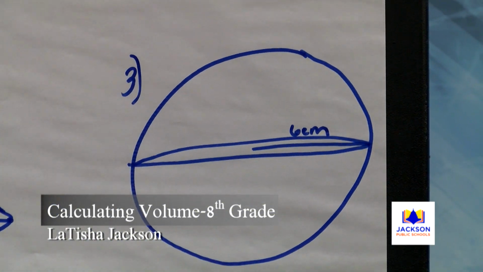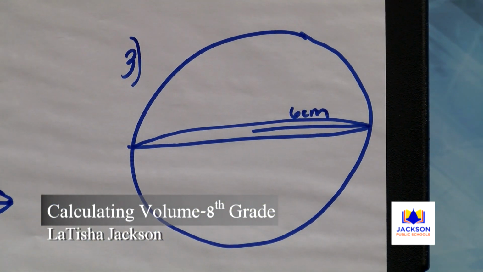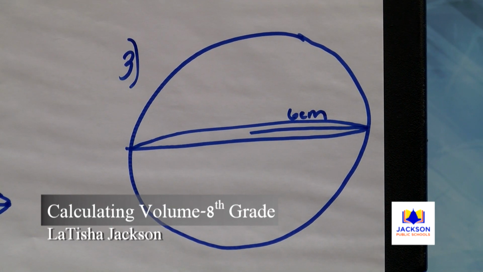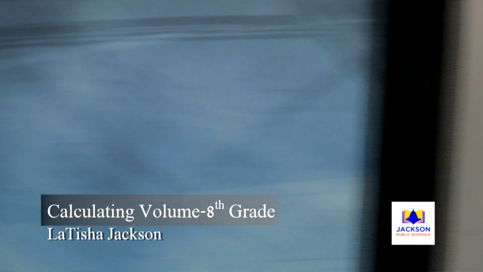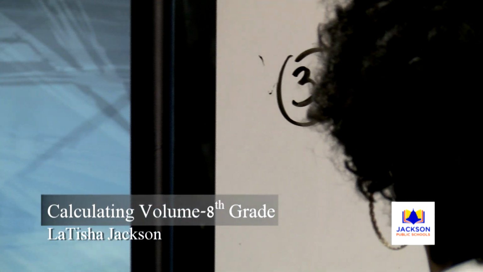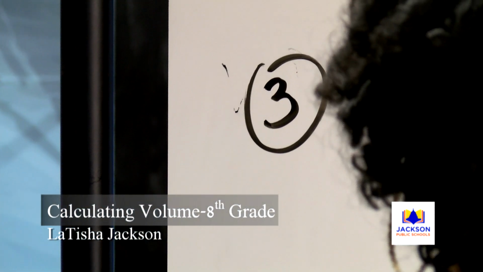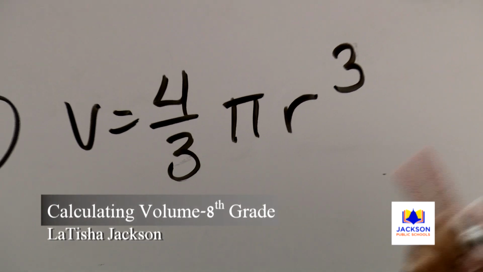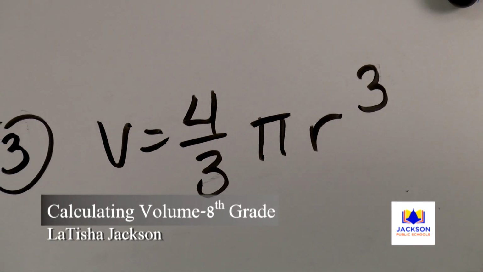So your basketball, baseball, those are all spheres. So you've had an interaction with spheres before, you just didn't know what it was called. So we're going to use our formula, which is V equals 4/3 pi radius cubed. So the only dimension we need for this is the radius.